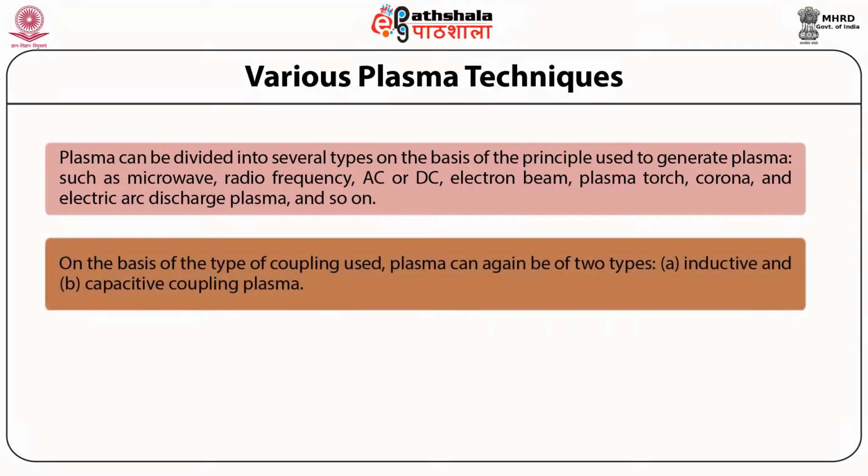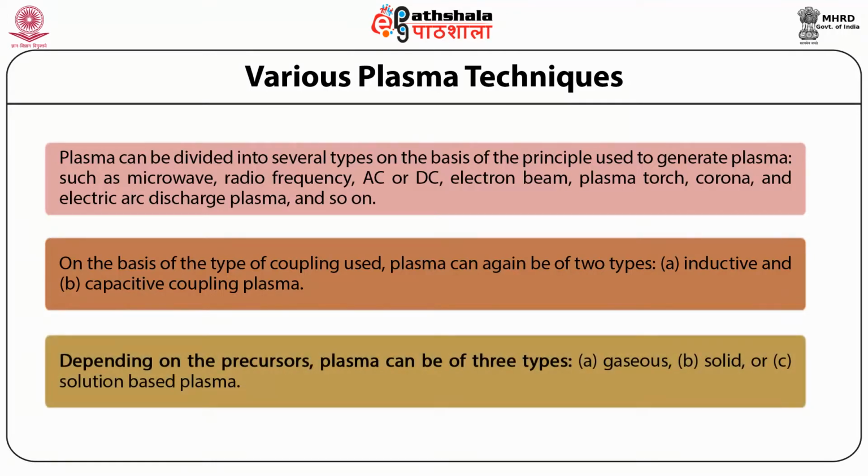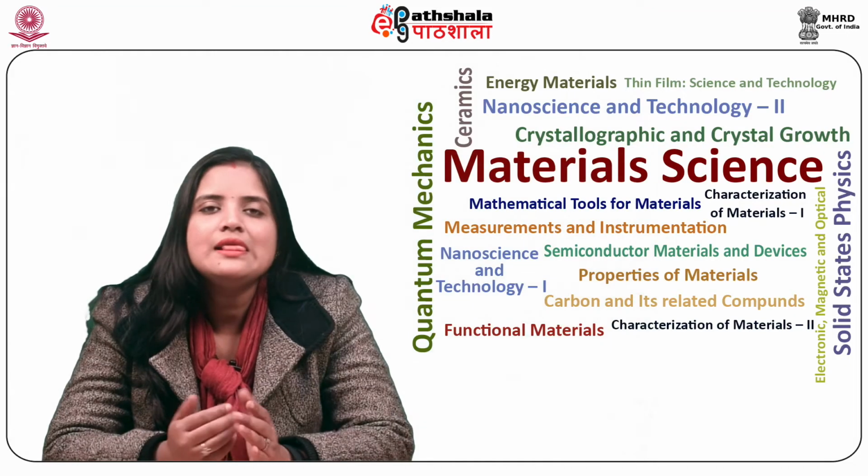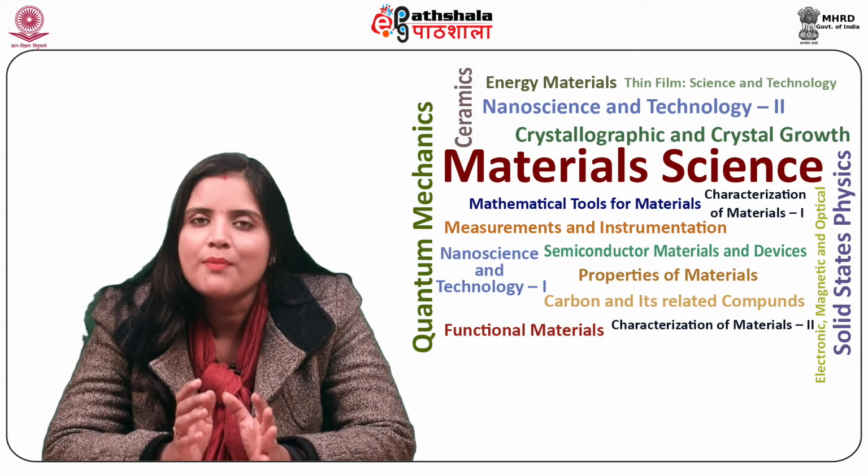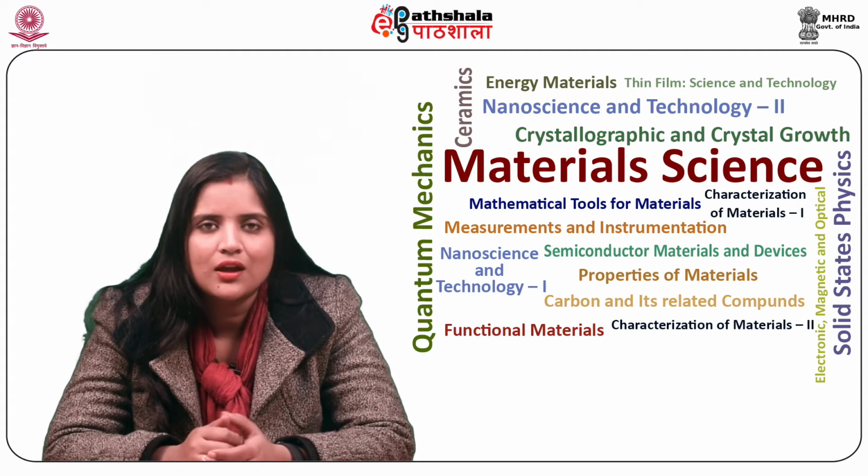On the basis of the type of coupling used, plasma can again be of two types: A. Inductive and B. Capacitive coupling plasma. Depending on the precursors, plasma can be of three types: A. Gaseous, B. Solid, or C. Solution-based plasma. Let us now come to the microwave systems.